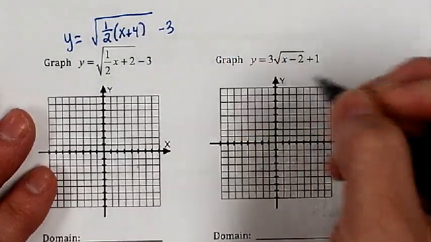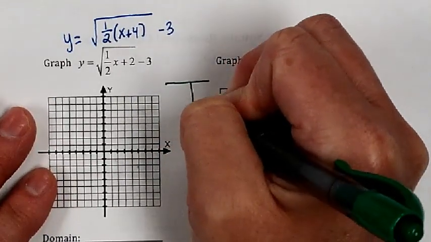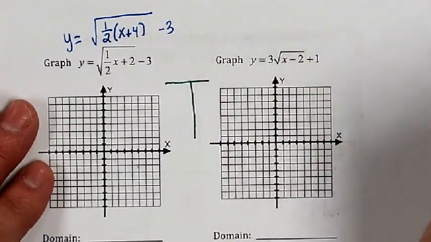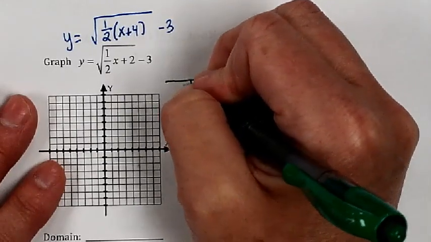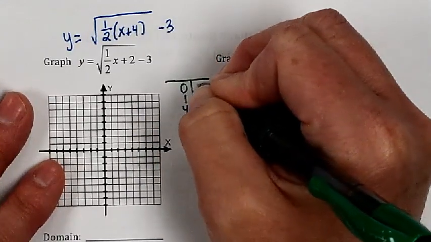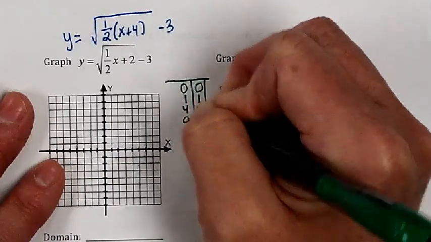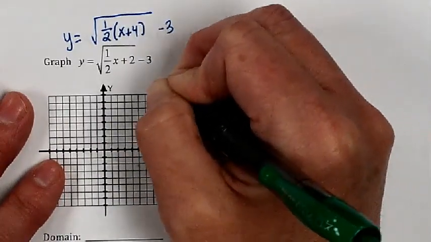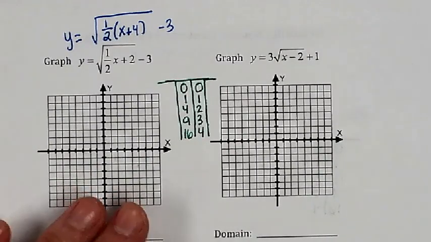Alright, I know there's not a lot of room, so let's squeeze one table over here. The parent function table for the square root of x: the x is 0, 1, 4, 9, 16, and then y is 0, 1, 2, 3, and 4. Alright, now we're ready for the transformation.